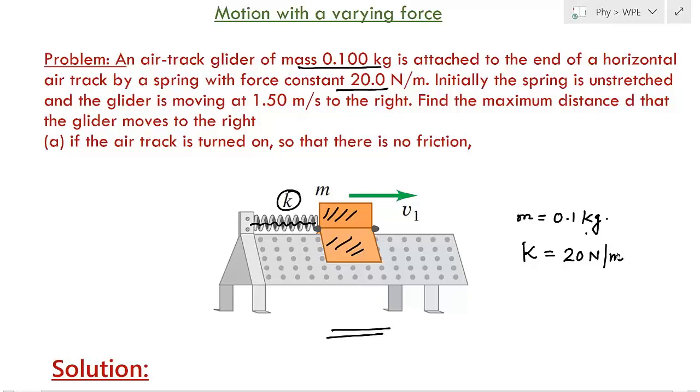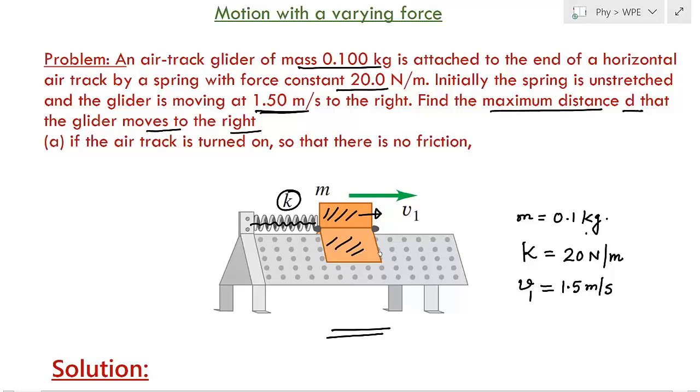Initially the spring is unstretched, so there is no elongation at t equal to 0. And the glider is moving with a speed of 1.5 meter per second. So initially this glider is moving in this direction with a velocity, let's call it v1, which is given as 1.5 meter per second. We have to find the maximum distance d that the glider moves to the right.